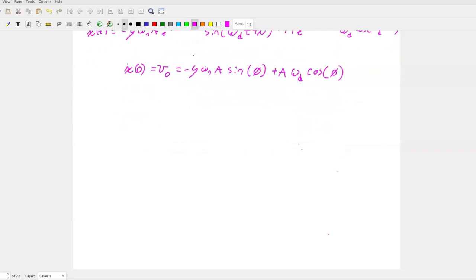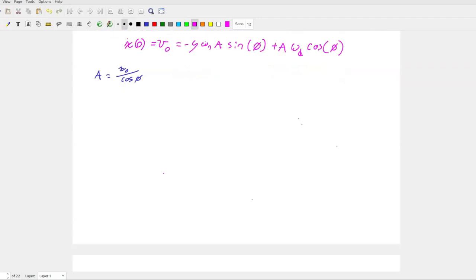From before, we showed how we can relate A, phi, and x naught together. So if we let A equal x naught over cosine of phi, we can cancel out a few more things. I've got an A term, and now I've got a cosine of phi on top and bottom. So this is about to get beautiful.